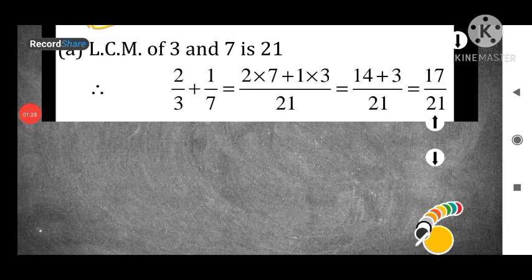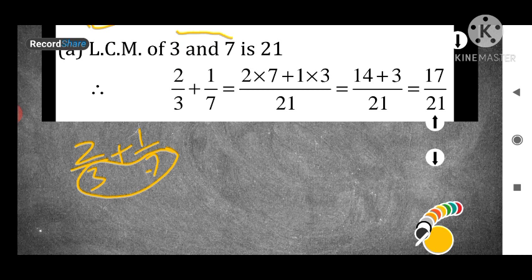Now LCM of 3 and 7 is 21, because what was our given question? It was given 2 upon 3 plus 1 upon 7, isn't it? Now first we have to find the LCM of the denominator, not the numerator. So what is the denominator value? 3 and 7. So what is the LCM for 3 and 7? LCM for 3 and 7 is 21.